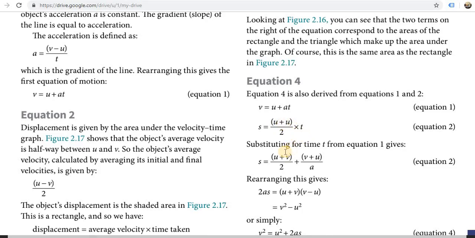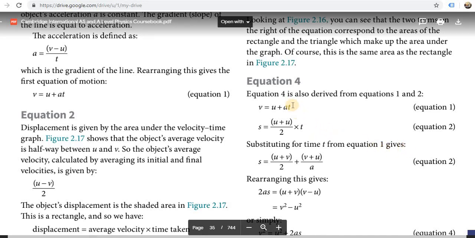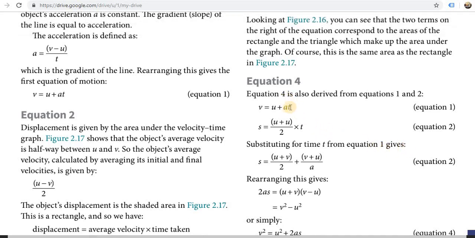Then what we do is substitute for time from equation 1 into 2. So we make t the subject of the equation. T from the first equation, if you make t the subject, is equal to v minus u over a. So substitute that in here.